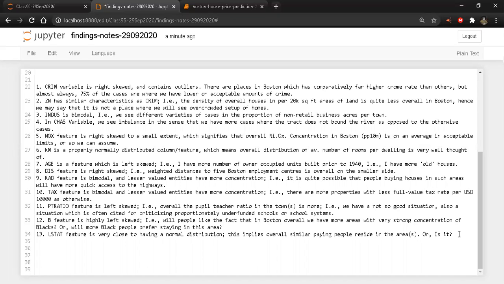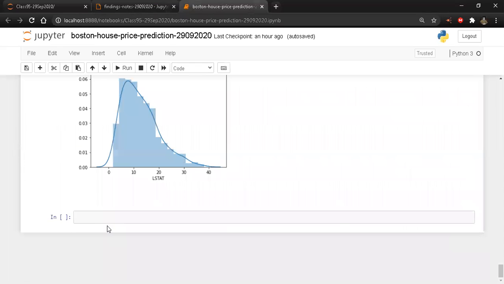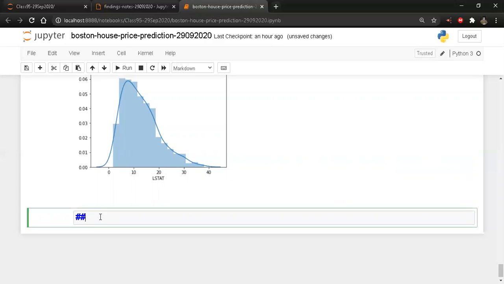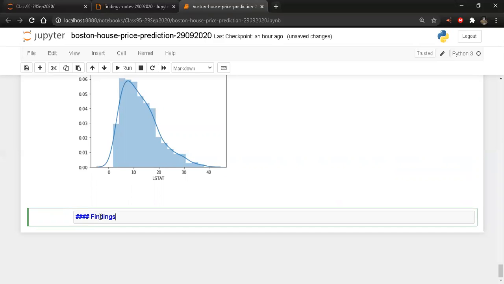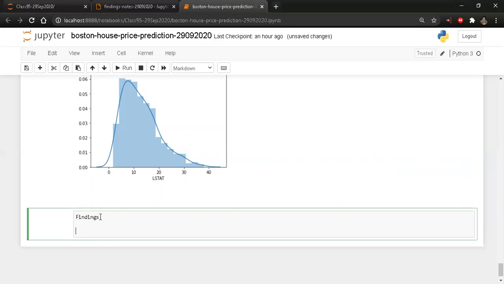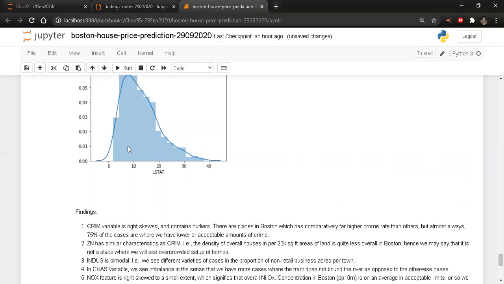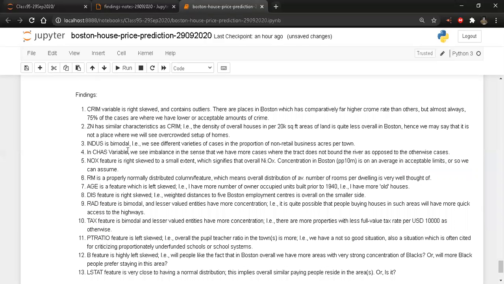So maybe I can take this entire thing that I have written over here, and I'm going to put it over here. So I'm going to say findings. So these are my findings. I've clearly written my findings over here. So I think that's a good overview that we have got of the data.